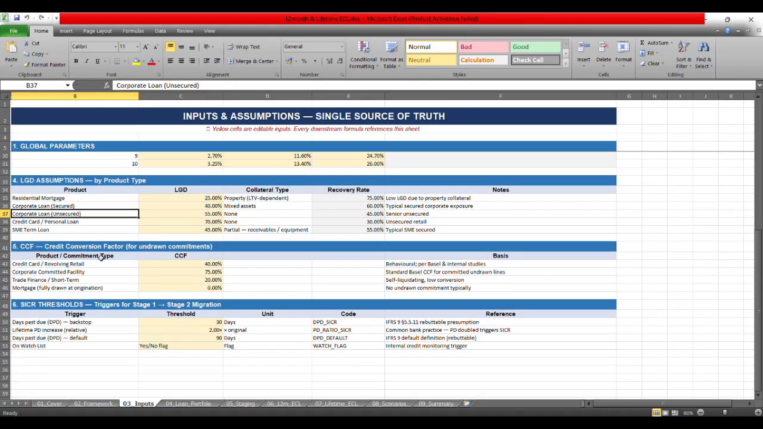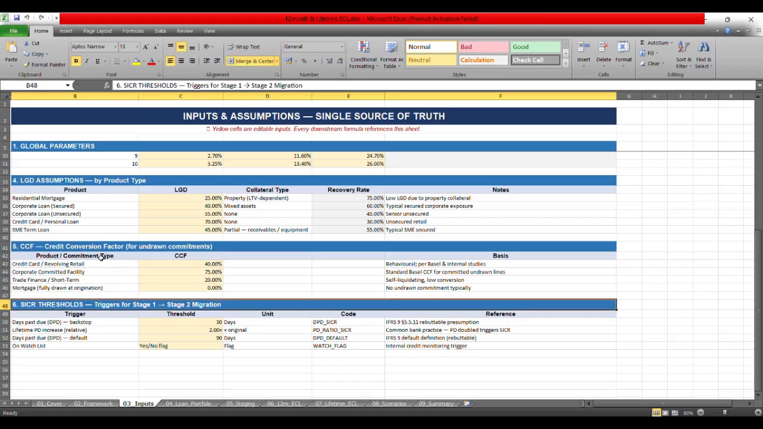Next comes the credit conversion factor, the CCF, and this is for the undrawn lines. So this means that, let's say a corporate customer has a 100 million committed facility and they only drew 60%, then how much of the remaining 40 million will they pull down before the default? Because usually when the borrower is on the verge of default, they tend to pull all the undrawn amount before the default. And here for a corporate committed line, the Basel committee says that you need to allocate 75%. That is the CCF. And then finally the SICR thresholds.